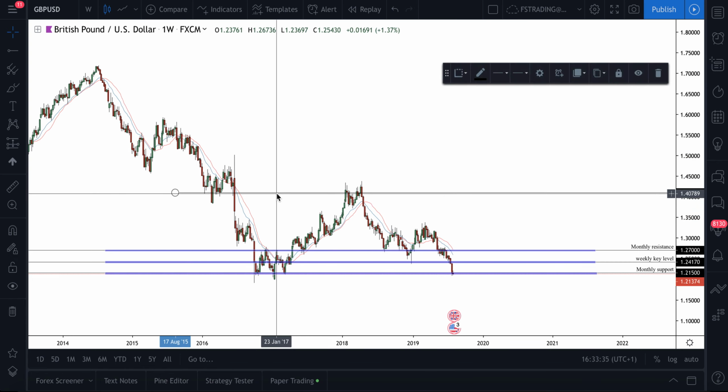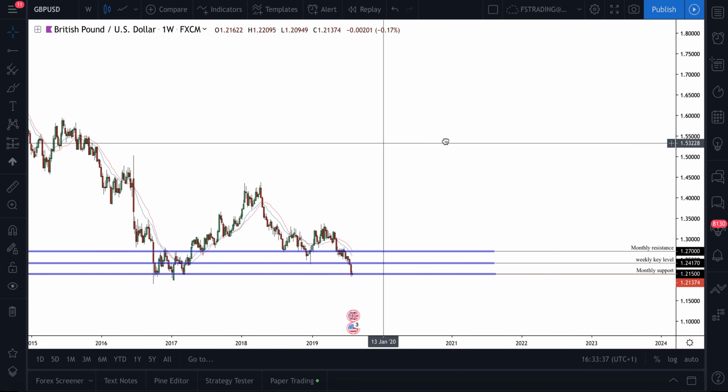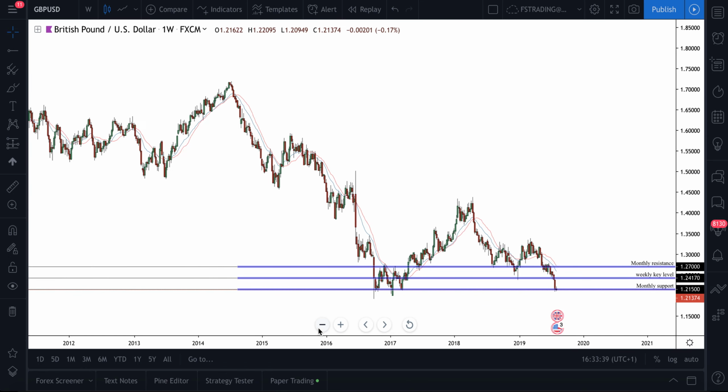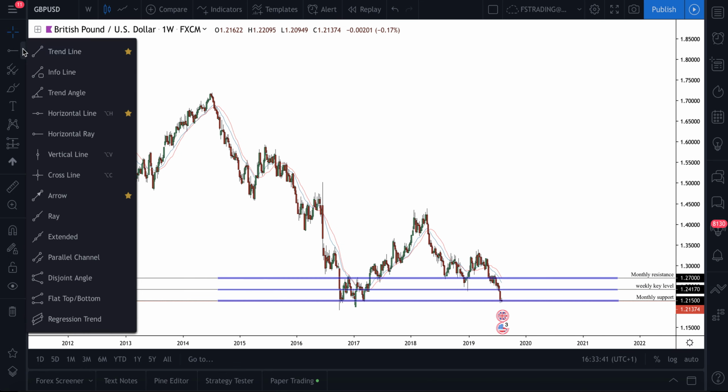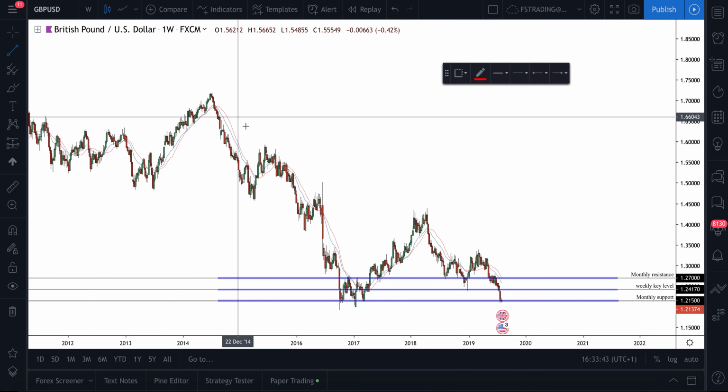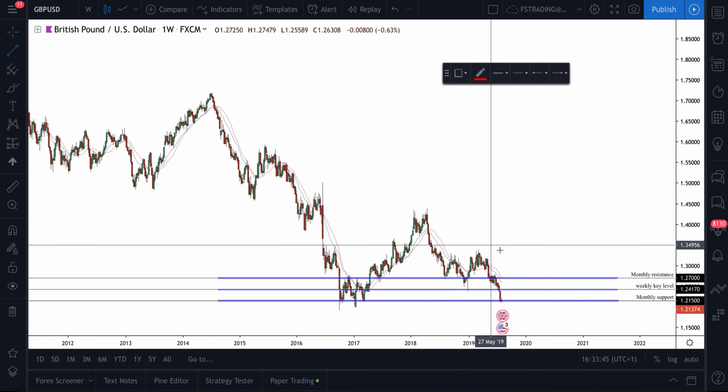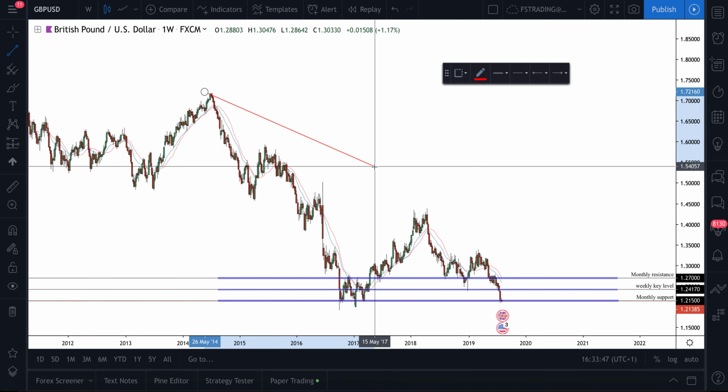Okay, so moving away. If you look at it this way as well, you could draw it this way from this high, try to connect it to this, and then see where price action can move. So you can do it this way.